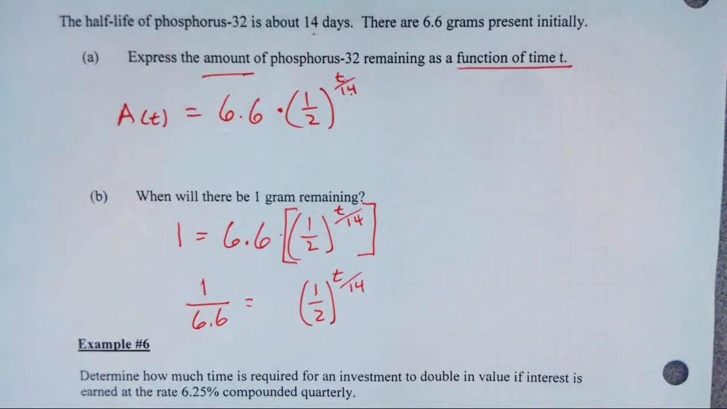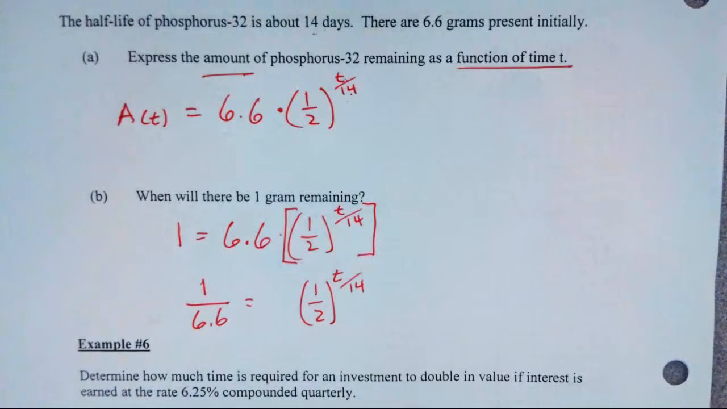If you have an 84 or beyond, you can now do log of choose your own base. What base would you use? Easy. What base are we working with? Yeah, half. We'd use base 1/2, and I would get log base 1/2 of 1 on 6.6 equals t on 14. Multiply by 14 and we got it.